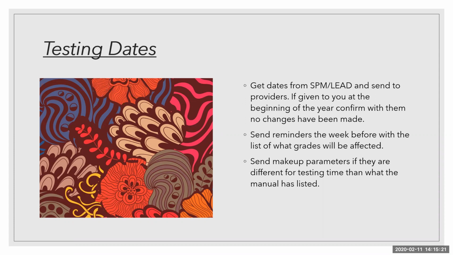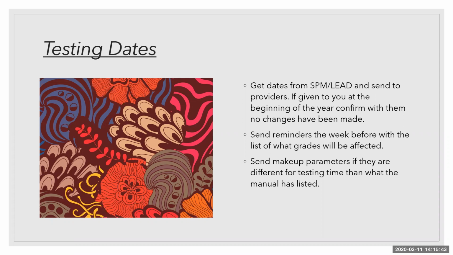If they have the breakdown per grade, that's awesome because then they can kind of see that. If they were given to you at the beginning of the year by them, just make sure that nothing's changed. I know that we had marked off on my personal school's calendar for a specific week, and then I found out last week that that is not the week at all.